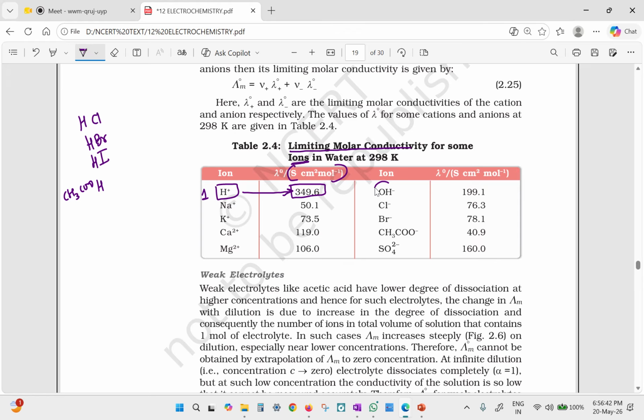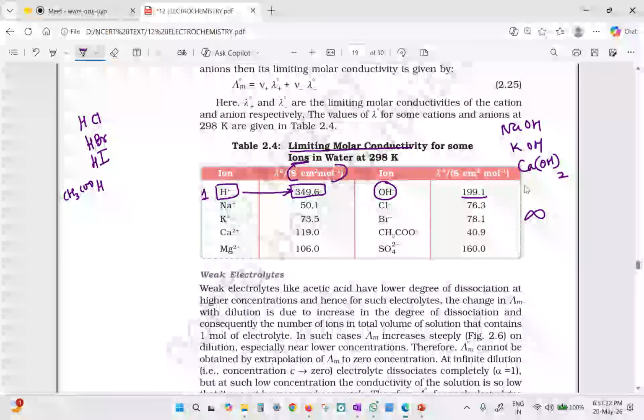Similarly, the limiting molar conductivity of hydroxide is independent of the cation. Hydroxide in sodium hydroxide, this much. Hydroxide in potassium hydroxide, this much. Hydroxide in calcium hydroxide, only this much: 199.1 Siemens centimeter square per mole. Why is it independent? Because you have infinitely diluted. You have separated the anion from the cation by infinite distance, theoretically. The cation is independent, it doesn't matter what anion it was with. The anion is independent of the cations. Are we getting the point, children?